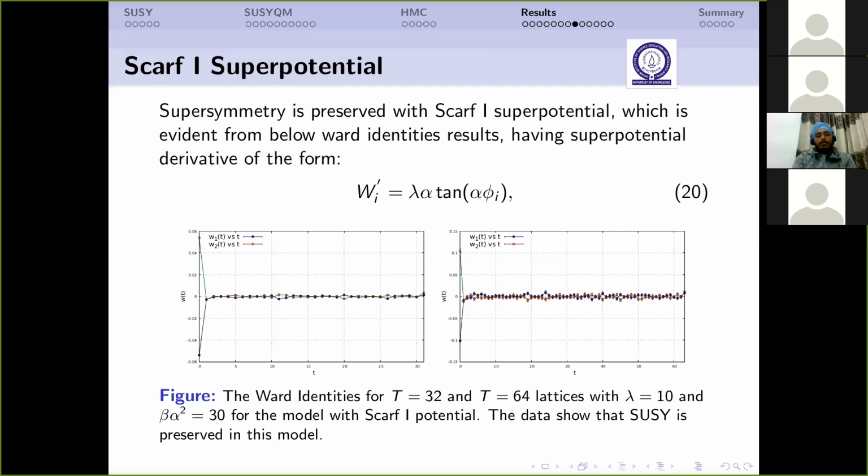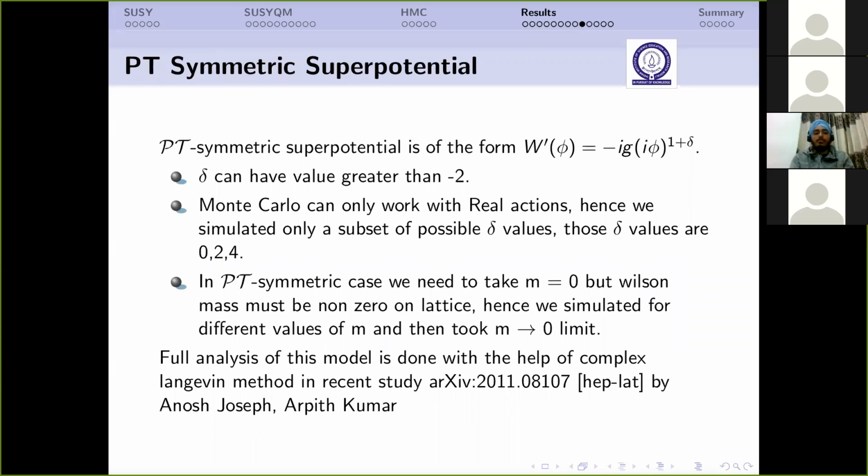Next comes the important one, the PT symmetric superpotential, on which we give more focus at the end. The PT symmetric superpotential derivative should be of the following form: it contains minus i g (i phi)^(1+delta). The values of delta that we can take are all values greater than minus 2, but for Monte Carlo to work fine, we had to take only a subset of delta values.